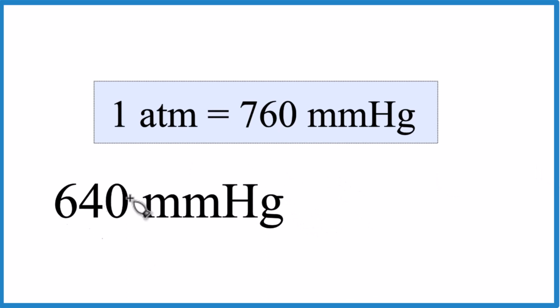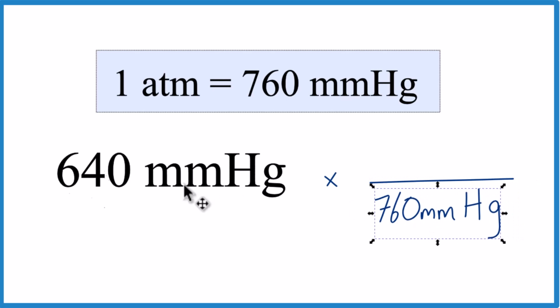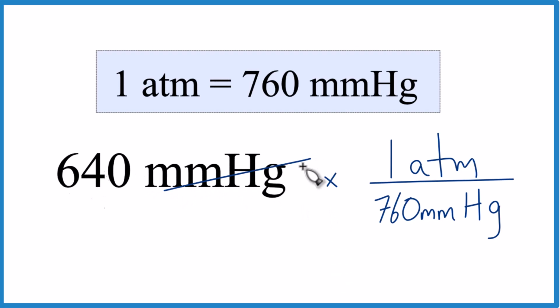So we're just going to multiply 640 millimeters of mercury times our conversion factor. And that is 1 atmosphere equals 760 millimeters of mercury. But we want these to cancel out here. So let's put 760 millimeters of mercury here on the bottom. So this cancels out these units. And then atmospheres, the 1 atmosphere, let's put that up here on the top because we want to end up with atmospheres. Now, when we do the math, the millimeters of mercury on the top and bottom are gone. We're going to be left with atmospheres.